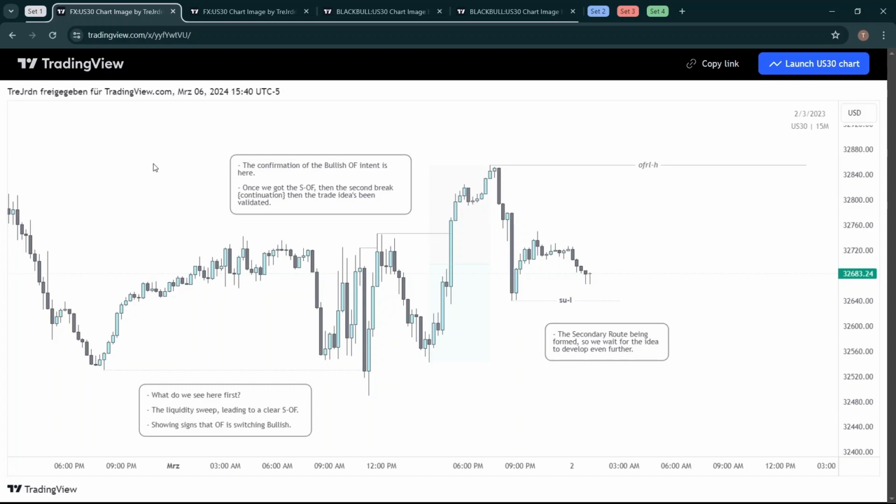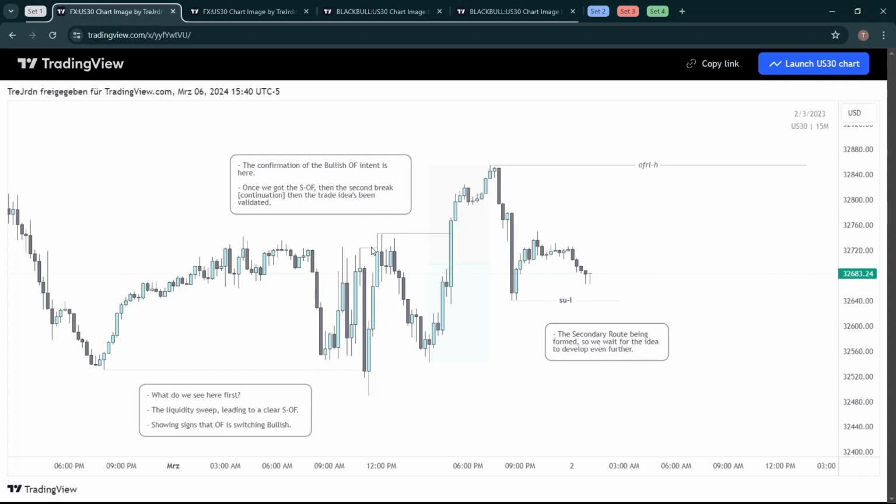this first screenshot, for example, if you start from the bottom, the first question is: what do we see first? And we can kind of answer it. We see the liquidity sweep, this low being cleared, and then a clear switch in order flow, showing signs that order flow is likely to switch bullish. And then we got the confirmation, the bullish order flow intent, the moment price broke through this area another time.